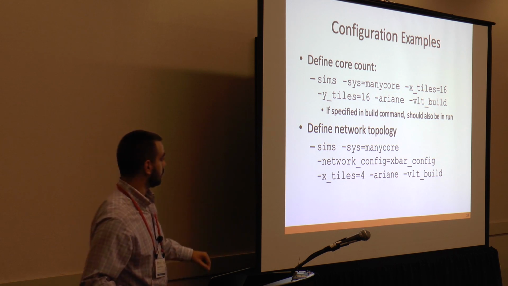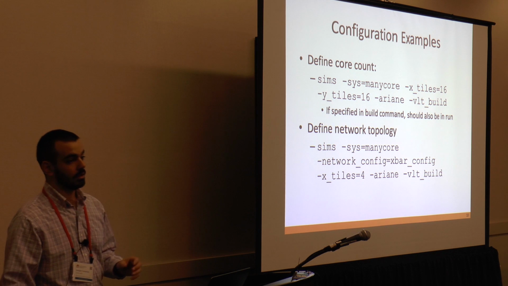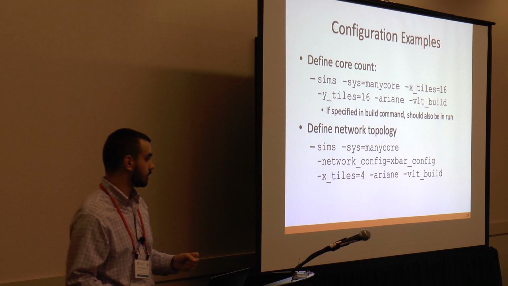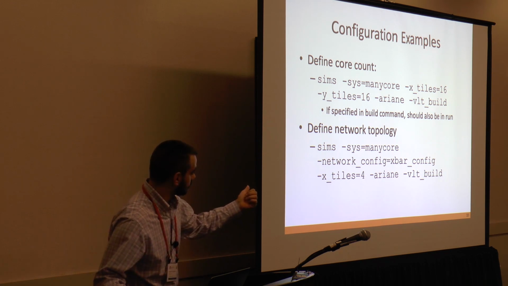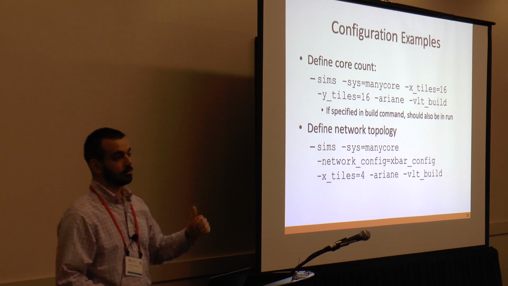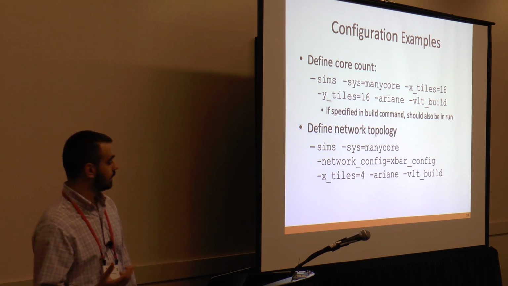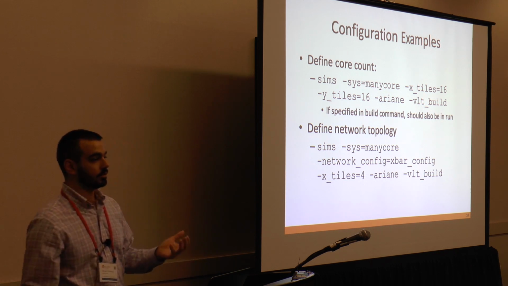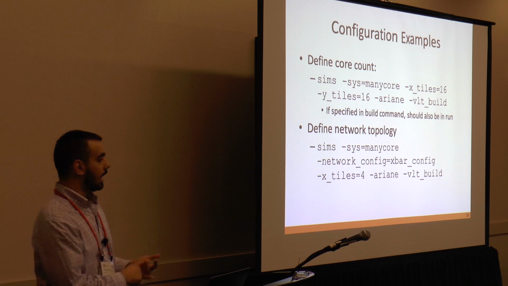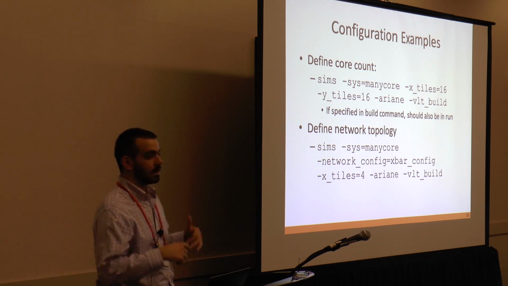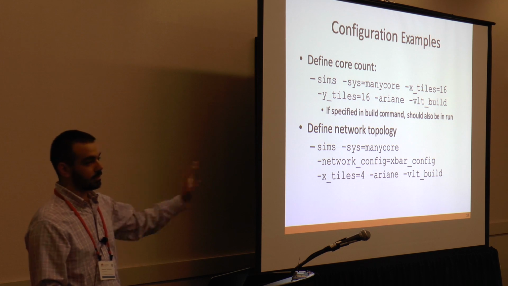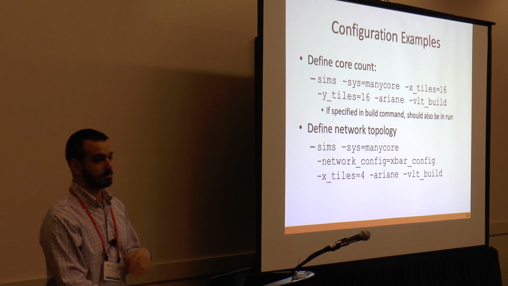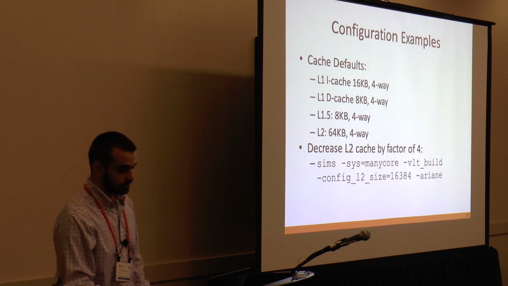Another example: okay, I have a many-core, or I know how to do a many-core. How do I change the topology of the interconnect? You can do that using the -network_config flag. By default, the 2D mesh is used, and you can see here that we changed to a crossbar configuration. So all of the variables, the cache configuration, the TLB, what interconnect to use, how many cores to put in the tile, everything can be done through the command line. So it's very easy to play around, get started with the system, and see how things change.